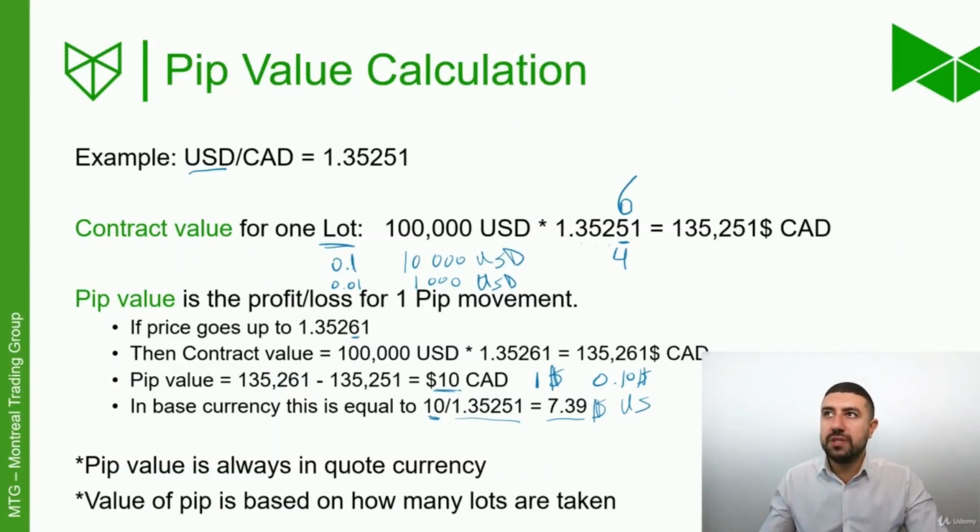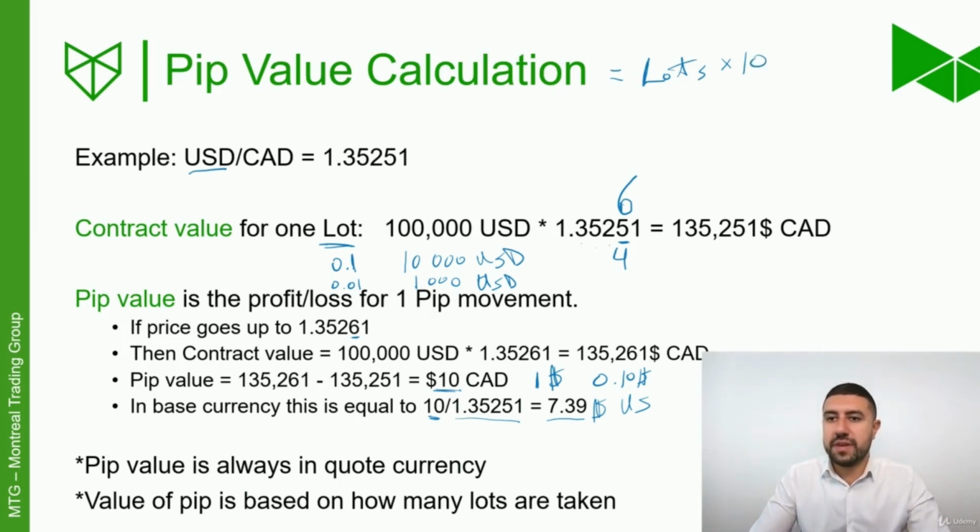Now, a way to do this is very easy. There's a simple formula to calculate this. And for the pip value, you can conclude that it would be the lots, how many lots you're using, times 10. So that's the simple version of the calculation.